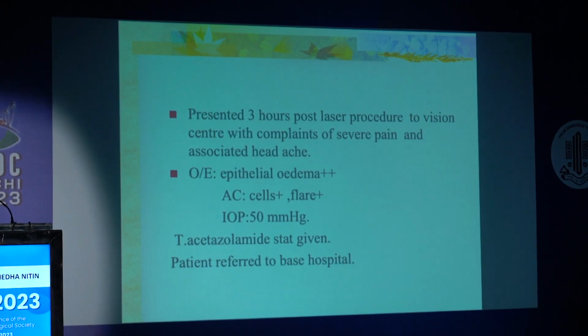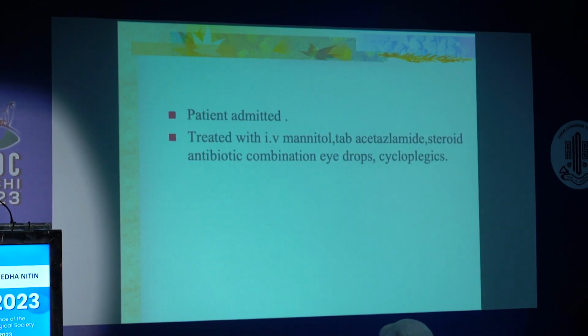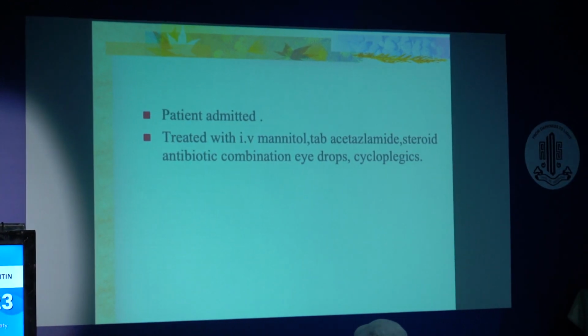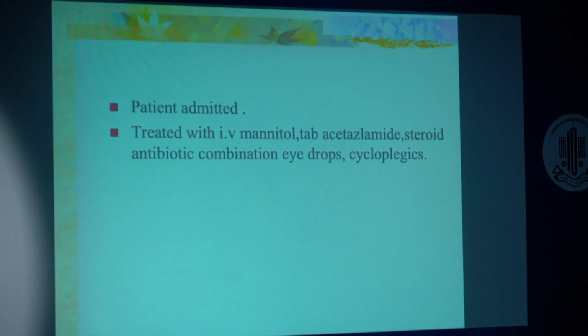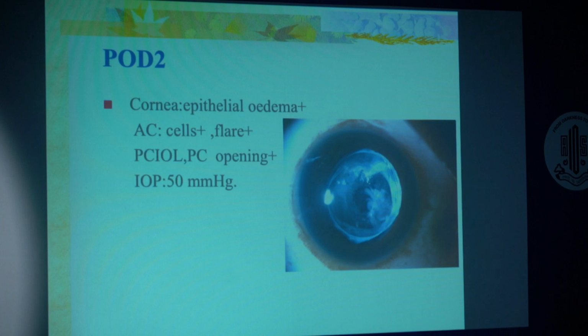But he presented 3 hours later to the vision center with severe eye pain and associated headache, and the IOP was 50 within 3 hours of capsulotomy. They referred him to the base hospital again. So he was admitted and given IV mannitol and acetazolamide. Steroids were continued. They started a cyclopentolate. So on day 2 they referred him to the glaucoma clinic for opinion. So this is a typical case with corneal edema, flare and cells 1+, PCO opening, and IOP high. So what do you want to do?